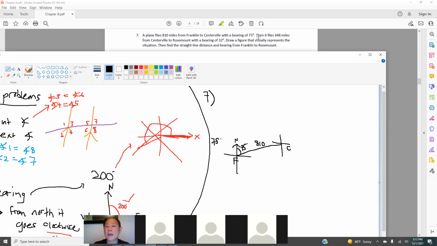The second sentence says that it flies 648 miles from Centerville to Rosemont with a bearing of 32 degrees. So now the plane is in Centerville, which is right here. Now it has to fly to Rosemont with the bearing of 32 degrees. So can someone tell me where Rosemont is? The plane is right here now in Centerville. What quadrant does it go to?